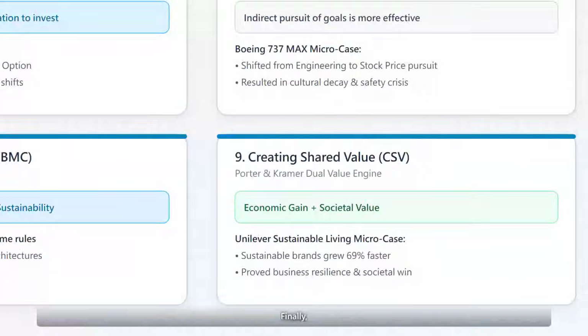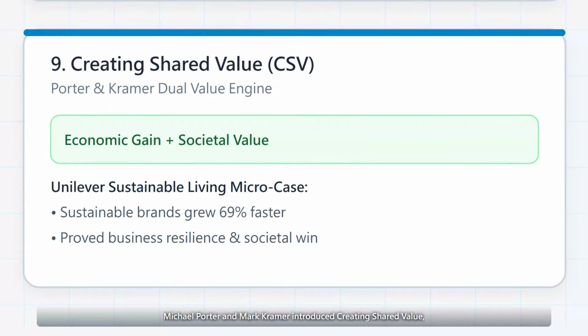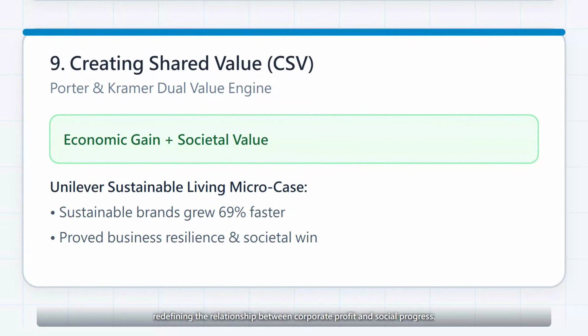Finally, Michael Porter and Mark Kramer introduced Creating Shared Value, or CSV, redefining the relationship between corporate profit and social progress. Unlike traditional CSR, which views societal contributions as a cost center, CSV creates economic value in a way that also produces value for society by addressing its needs.